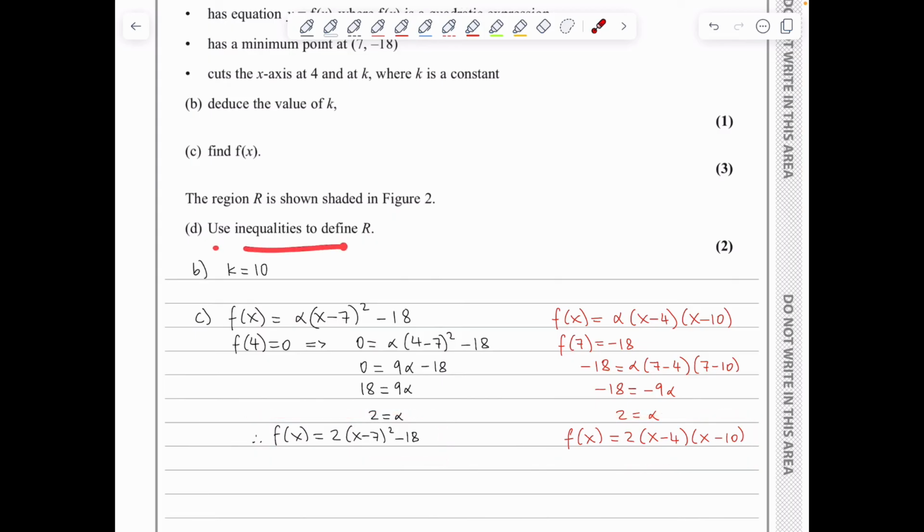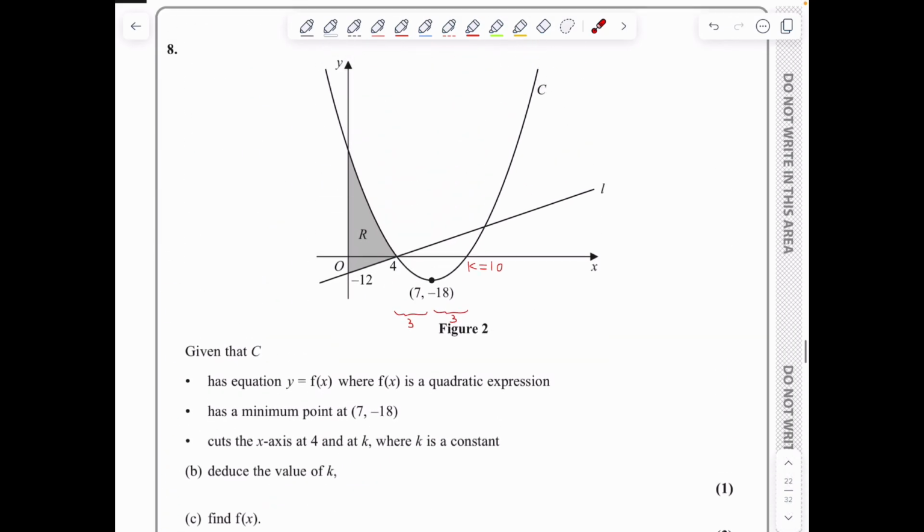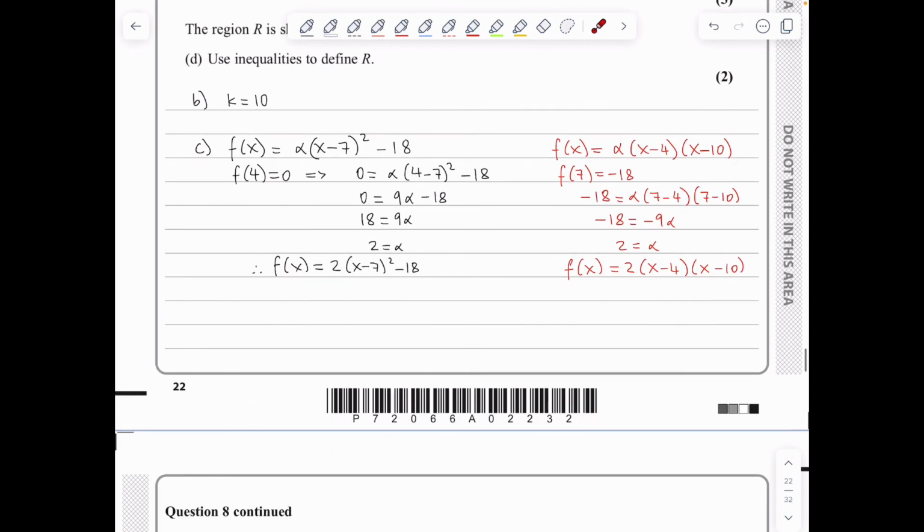In part D, we need to use inequalities to define the region R. So the region R is the region shaded here. Obviously, I want to be above the straight line and I want to be below the parabola. So above the straight line means that y is greater than or equal to 3x - 12. Below the parabola means that y is less than or equal to 2(x - 7) squared - 18, or the other form shown here.